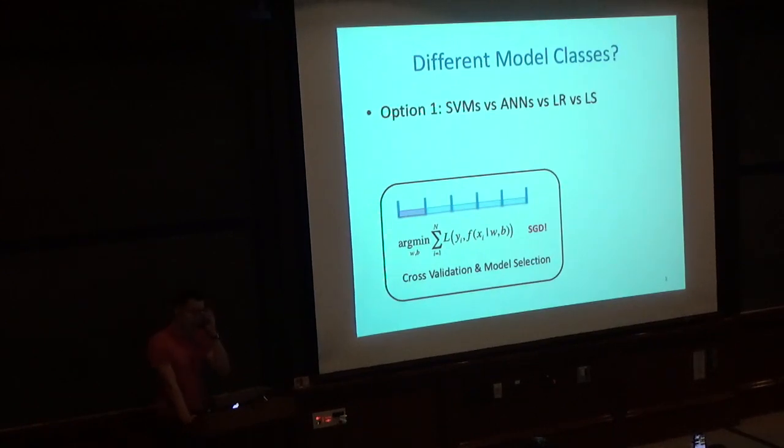Okay, so option one. Now we've seen a number of different learning approaches, largely based on linear models, but a few nonlinear examples. So we could say, well, one approach is to optimize an SVM, another approach is to optimize a deep neural net, or logistic regression, or least squares regression, and we just see which one does better on the validation set. That's one way of doing model selection.